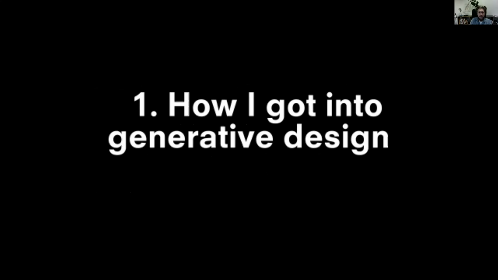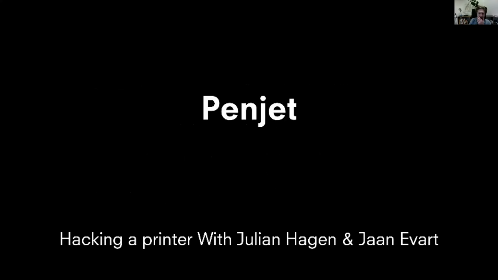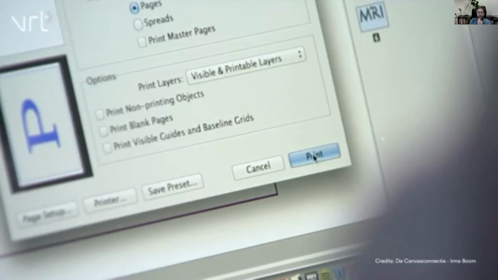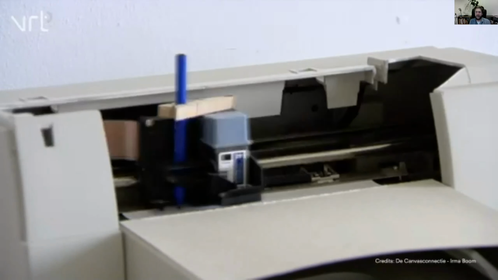I'll get into it. At first, I graduated with a project that's called PenJet. I made it with Julian Hagen and Jan Evert. We were building a regular printer, just attached to the internet, without any programming. We were trying to get results out of it. At first, if you would print a page, it would just have one giant line of stripes on it. But we also tried to see what would happen if you would add type to it, but the type was totally unreadable. This was American Typewriter. It says "type it", but you cannot really see what is written there. This limitation was really an inspiration for us to see what we could get out of it.